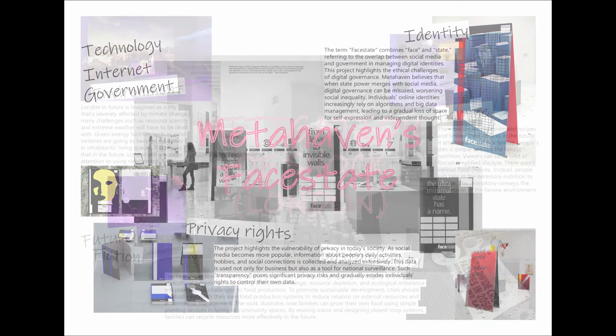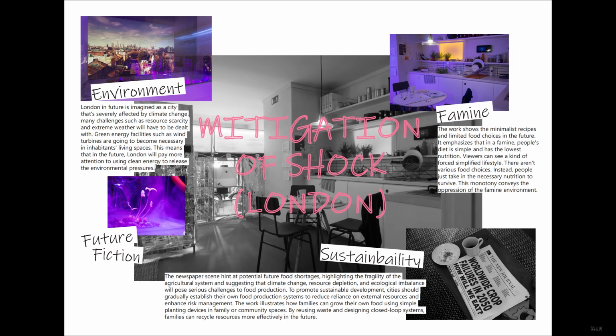The next project is called Mitigation of Shock. It is an immersive installation that talks about a future London apartment adapted to the challenges of climate change, such as food insecurity and resource scarcity, to explore how we might live in such conditions. We learned from it about environment, famine, future and fiction, and sustainability.